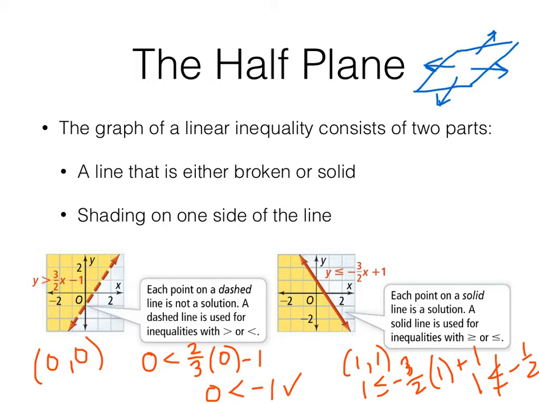So again, to recap, the graph of a linear inequality consists of two parts: the line that's either broken or dashed or solid, and then the shading on one side of the line or the other.